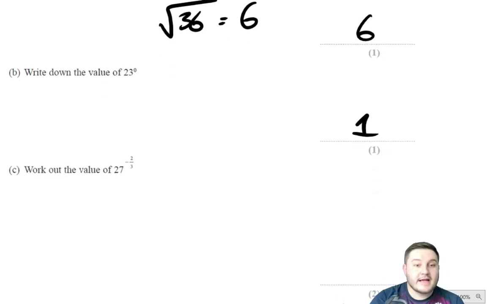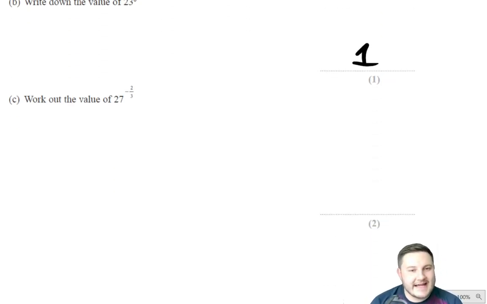And then finally, work out the value of 27 to the power of negative 2/3. Well, first thing, let's sort out that negative. The negative means to take the reciprocal. So I'm now going to be working out 1 over 27 to the power of 2/3.